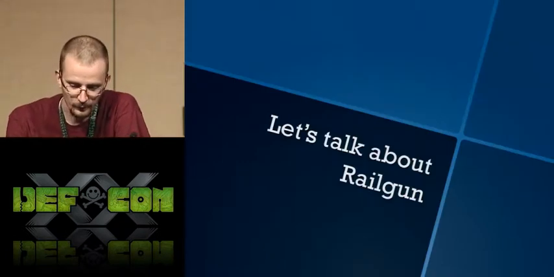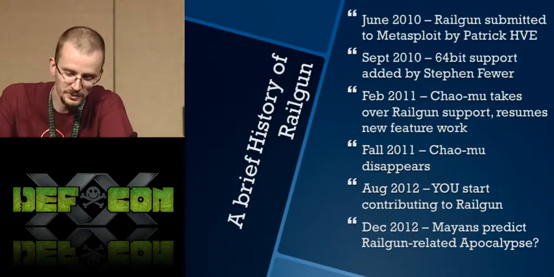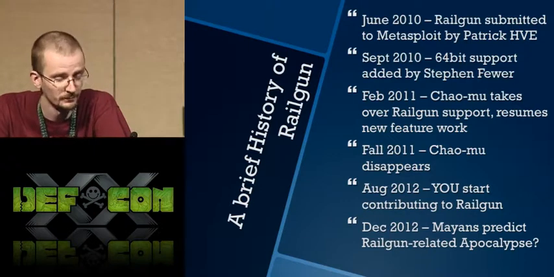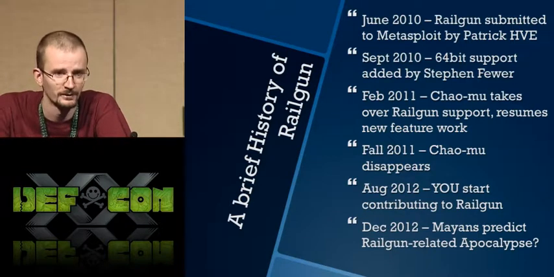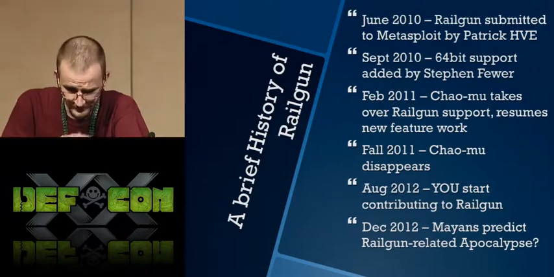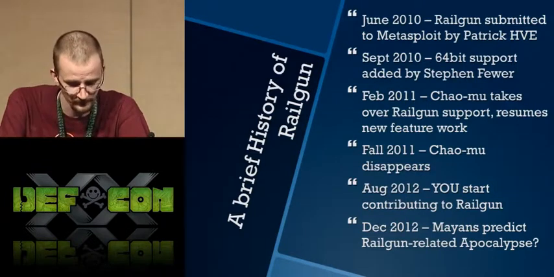So let's talk about Railgun and its history briefly here. In June of 2010, a community user called Patrick HVE submitted Railgun via the mailing list. And it was just an extension from Interpreter to load at the time. By September, Stephen Fewer had added 64-bit support.